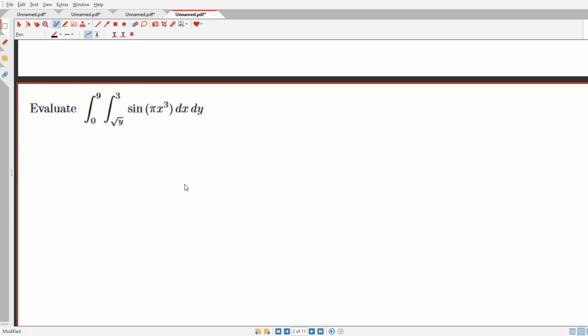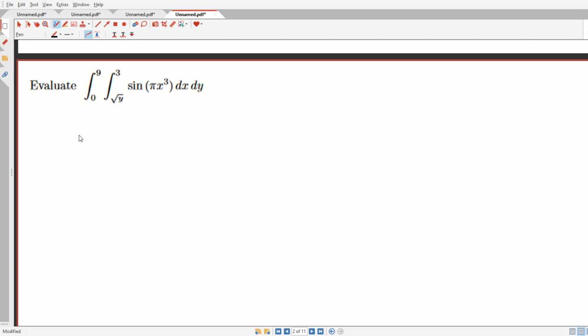Next one. Okay, so here it says to evaluate this. Now, I have no clue how to integrate sine of pi x cubed with respect to x. But maybe if I integrate this with respect to y first, it will become simpler and I actually have a chance. So I need to switch the bounds.